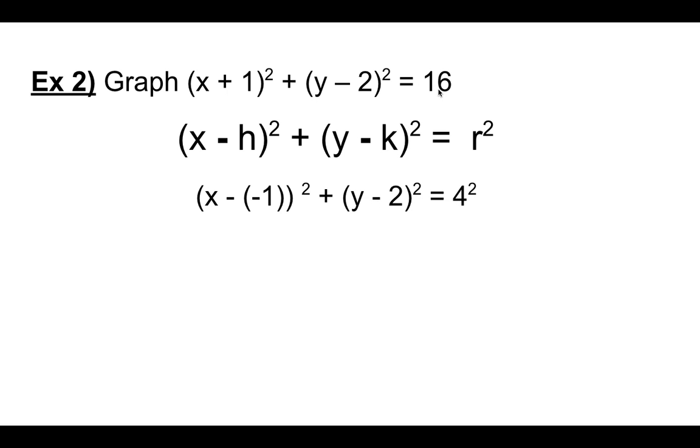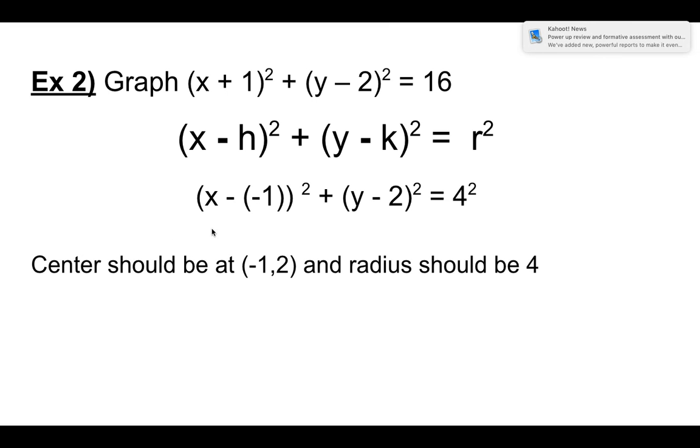And then 16 needs to equal r squared. So what value when you square it gives me 16? Well, 4. So my r value is going to be 4. So now it's 4 squared instead of using 16. Now that I've put it in this format, I should be able to easily see what is my center value and what is my radius. And what is it? So my center value is going to be (-1, 2), and then the radius is 4.